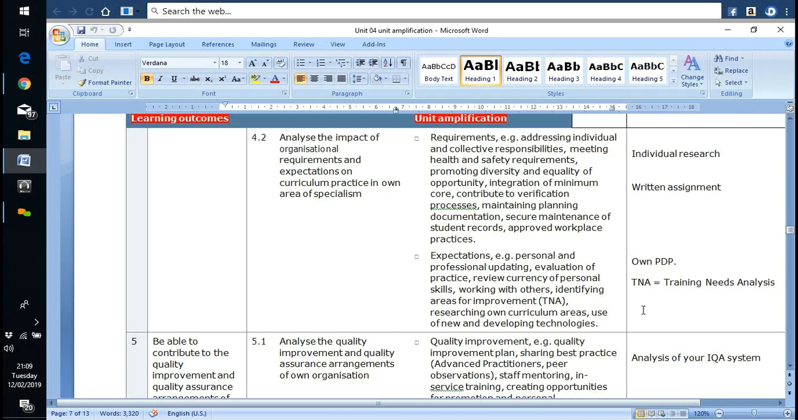So it's looking at your own PDP if you've got one, and any training needs analysis you've got. And of course, this is the point where you can actually refer to this course. Why are you doing it? What's going to be your goal? What's your outcome at the end?